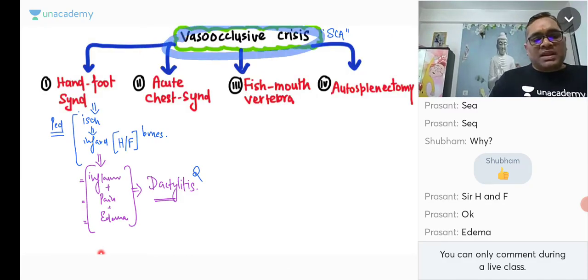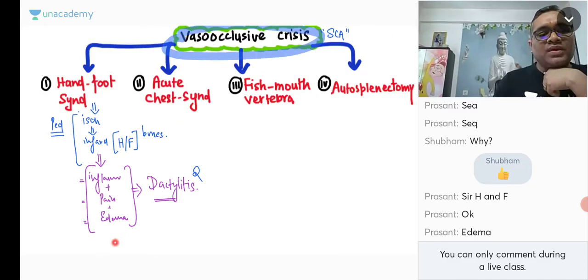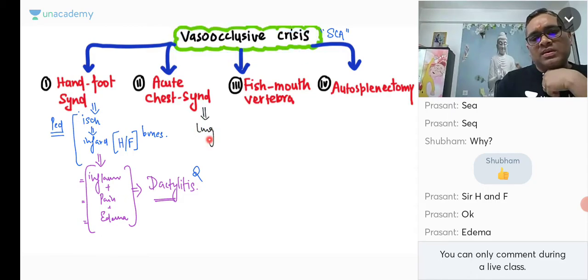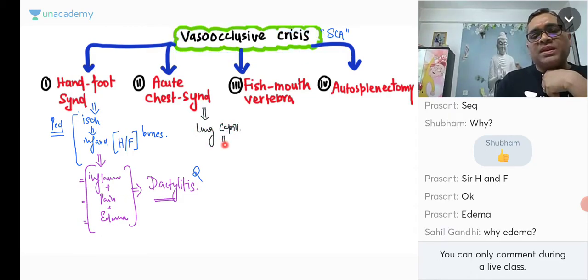Clear? Similarly, when they are going to affect the lung capillaries, the smaller blood vessels, right? Lung capillaries will be causing ischemia, infarction.